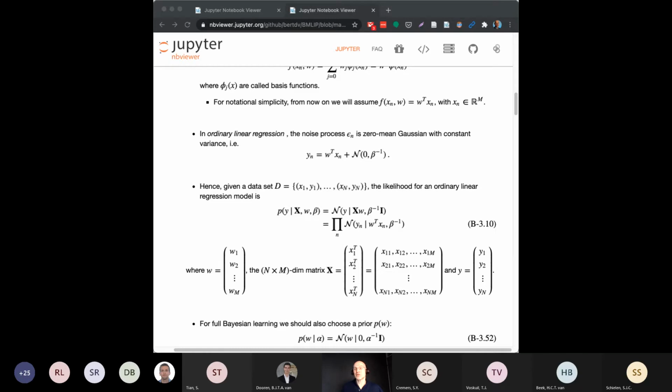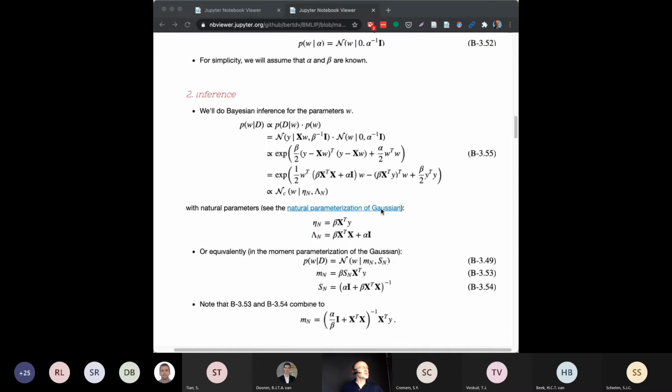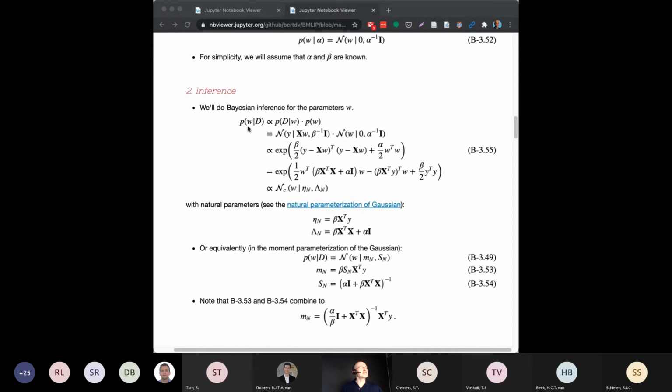Okay, there's another question. Do we have W after step 2? After step 2, you have W in the sense of you have a posterior for W. The click you have to make in your mind is that we're always talking about your state of knowledge about what good values are for W.